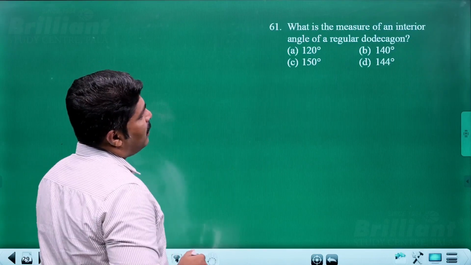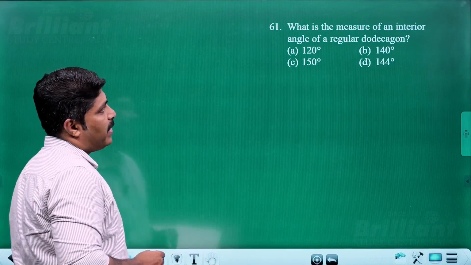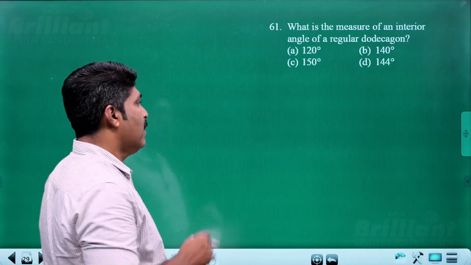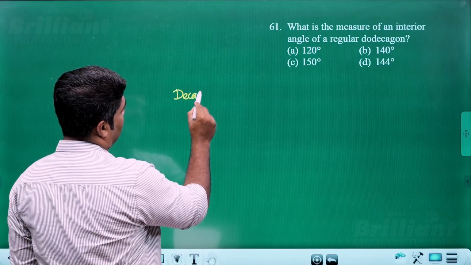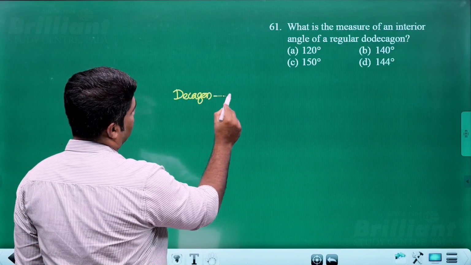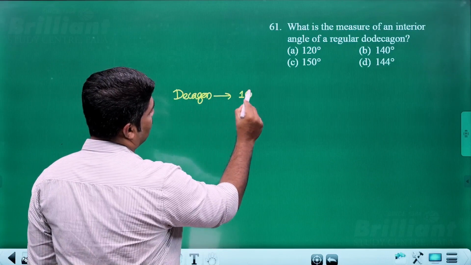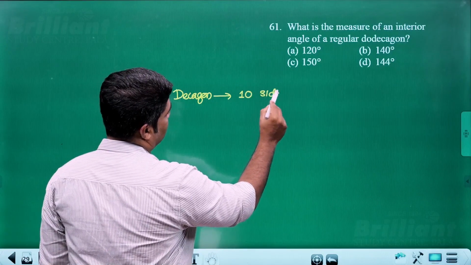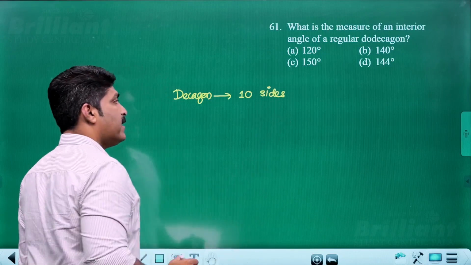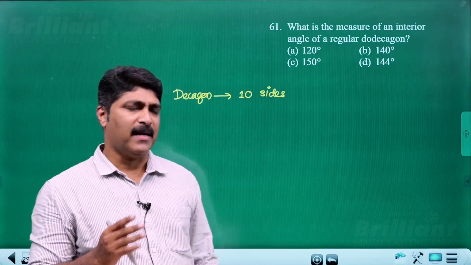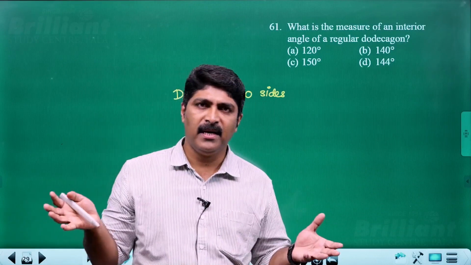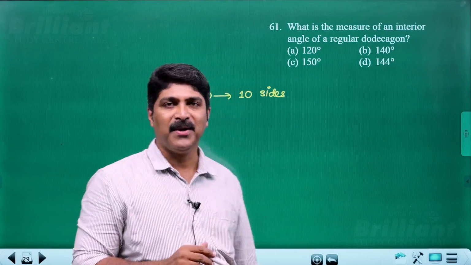What is the measure of an interior angle of a regular decagon? First of all, what is a decagon? Decagon, it has how many sides? 10 sides. So this is a 10-sided polygon. This is a regular decagon. Regular decagon means all the sides are equal, all the interior angles are equal.